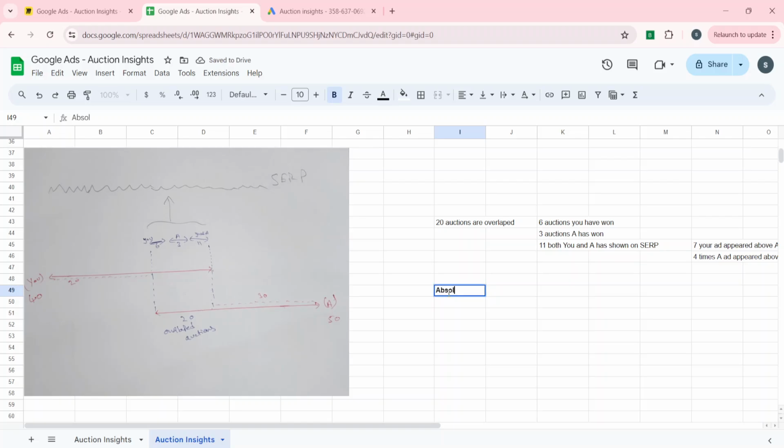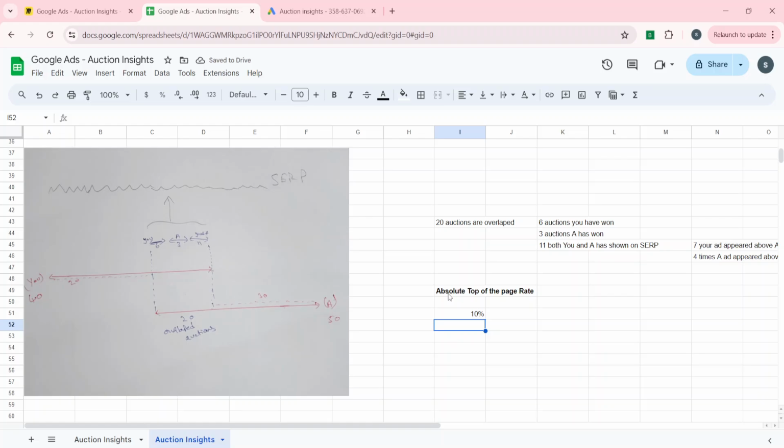Okay, so this absolute top of the page rate means that this should be the first ad above the organic results. Okay, so let's say out of 100 impressions your ad has appeared 10 times at the very first position. Okay, so in that case what will be your absolute top of the page rate? It is 10%, right? This is simple. Absolute top of the page rate is very simple.